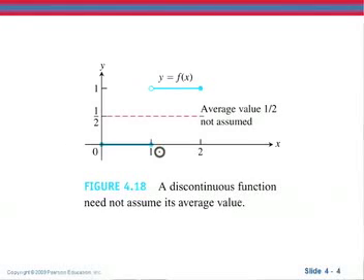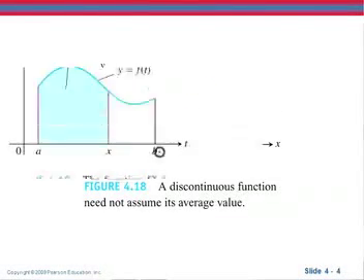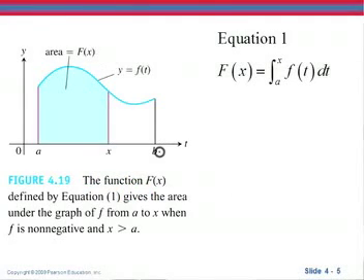Now, it did have to be continuous. Here's an example that shows you that it does not hold if it's not continuous. This graph is discontinuous at 1, but the average value is 1/2. Notice, though, that this graph never takes on the value of 1/2. It has to be a continuous function.